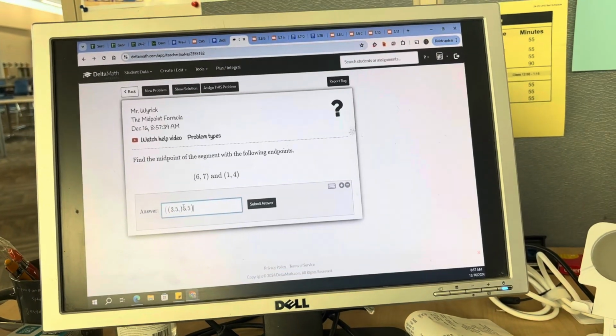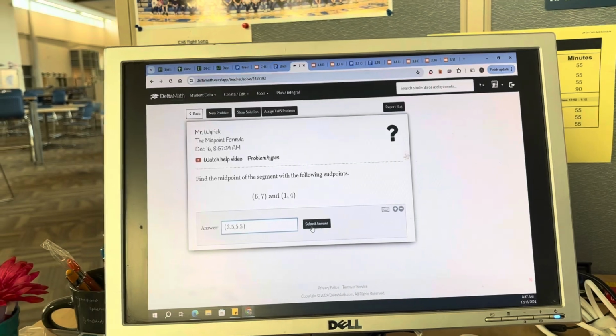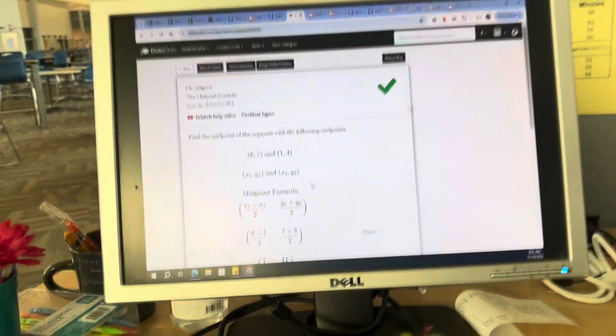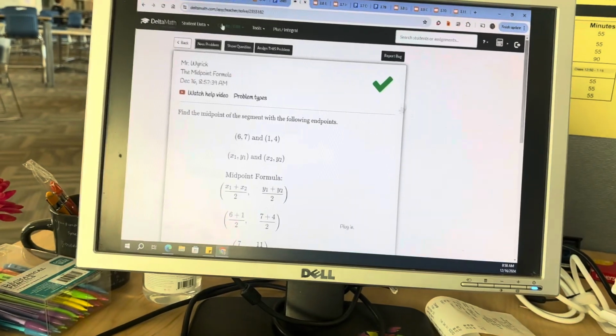Oh, it gave me 2 sets of parentheses. I don't need 2 sets of parentheses. 3.5, 5.5, there it is. You add the x's together and divide by 2. You add the y's together, divide by 2. That's your midpoint.